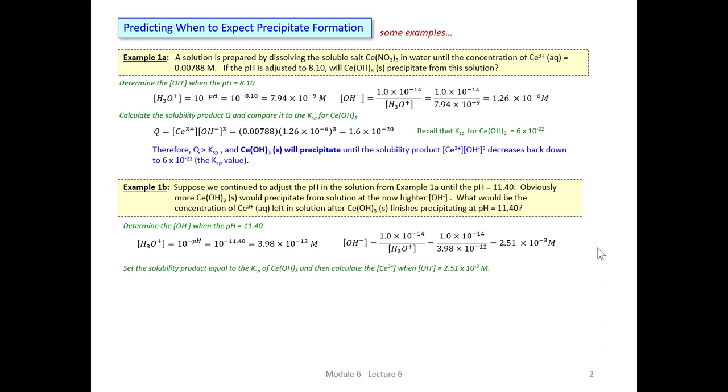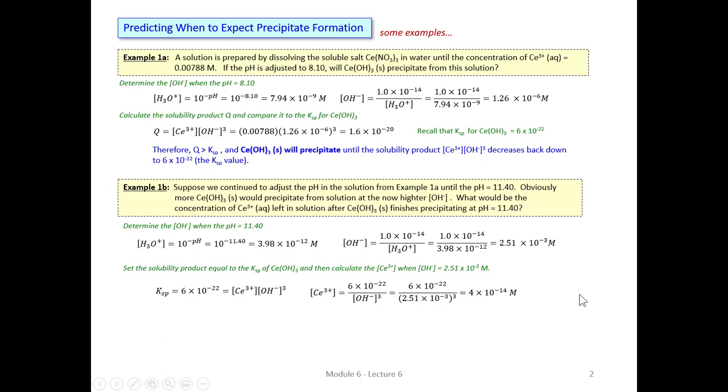Now here's where things would be a little bit different from the first example. What we're going to do is write the solubility product, but we're going to set it equal to the KSP of cerium hydroxide, and then calculate the cerium 3 plus concentration that's in solution when the hydroxide ion concentration is 2.51 times 10 to the minus 3. That may not make a lot of sense until you just see the calculation. So we'll write the solubility product expression and we'll set it equal to the KSP, and we'll substitute in our hydroxide ion concentration and solve for cerium 3 plus. So I'm solving for cerium 3 plus, so I'd bring hydroxide ion concentration cubed back under the KSP, put in the hydroxide ion concentration, and get a cerium 3 plus concentration of 4 times 10 to the minus 14 molar.